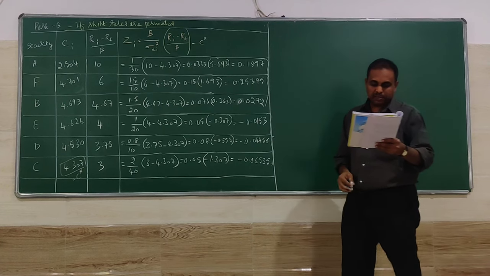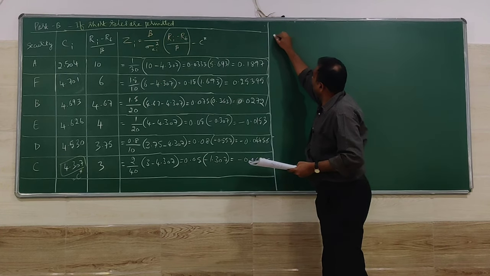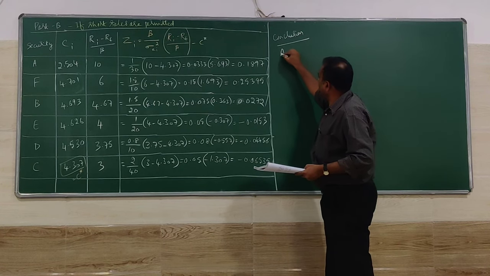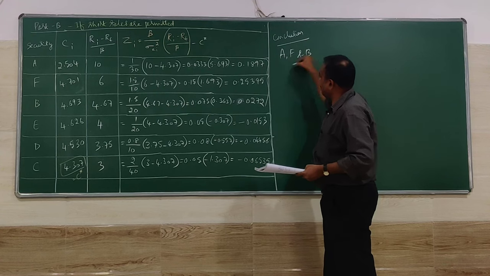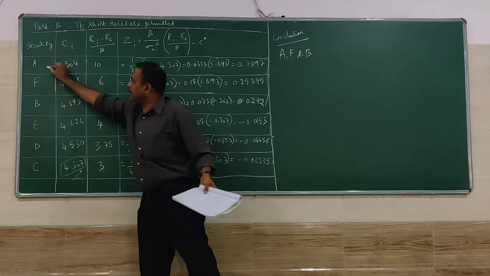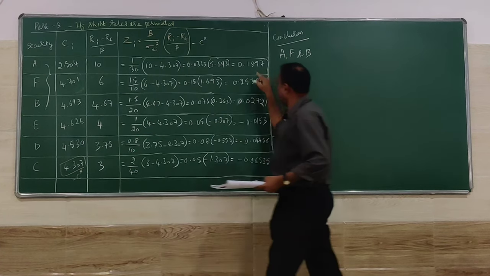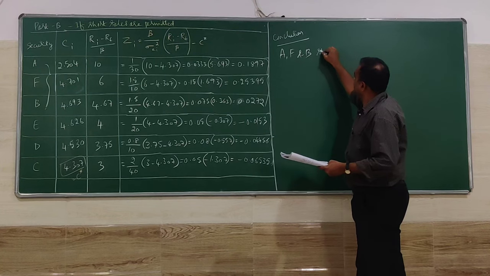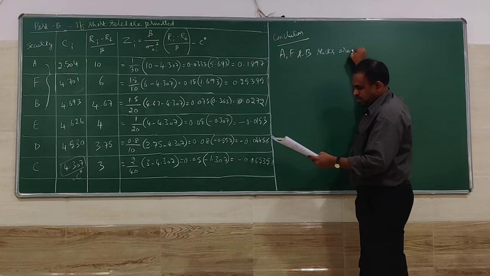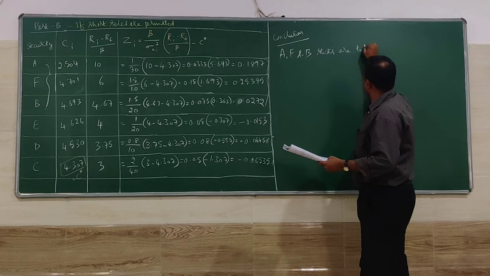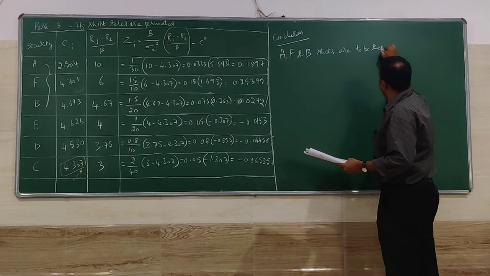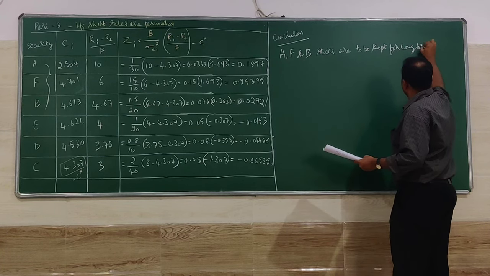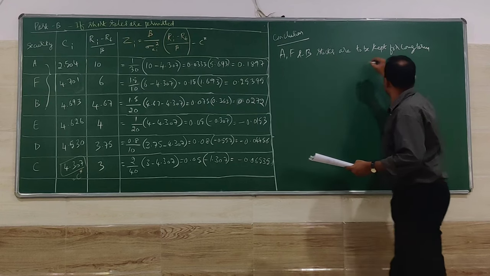When you look at this, you have three in plus values and three in minus values. From this you understand that the first three, A, F and B, are in plus values. So A, F and B stocks are to be kept for the long term because they have plus values.